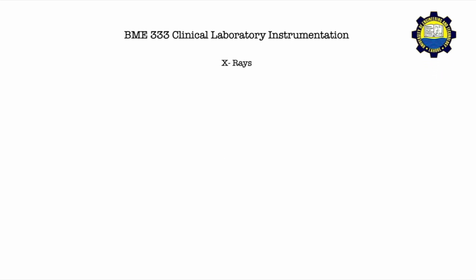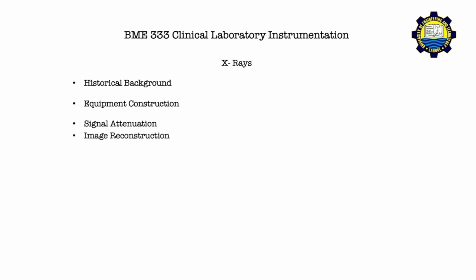What we're interested in today is X-rays. So we're going to go ahead with a brief historical background about what they are, how they came into being. Then we'll look into the construction of the equipment. How are these X-rays produced actually? Then we'll shed some light on attenuation of the signal once it passes through a medium, passes through a subject or a body. How does the signal behave? How does it attenuate?